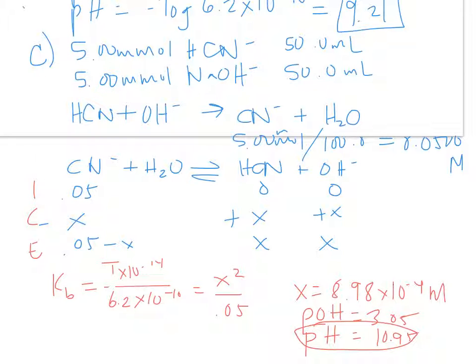Throughout parts A, B, and C, the pH has increased from 8.49 to 9.21 to 10.95 as we have added a base to a weak acid. We have talked about how the pH for a weak acid titrated with a strong base at the equivalence point will always be greater than 7, and we see that here.